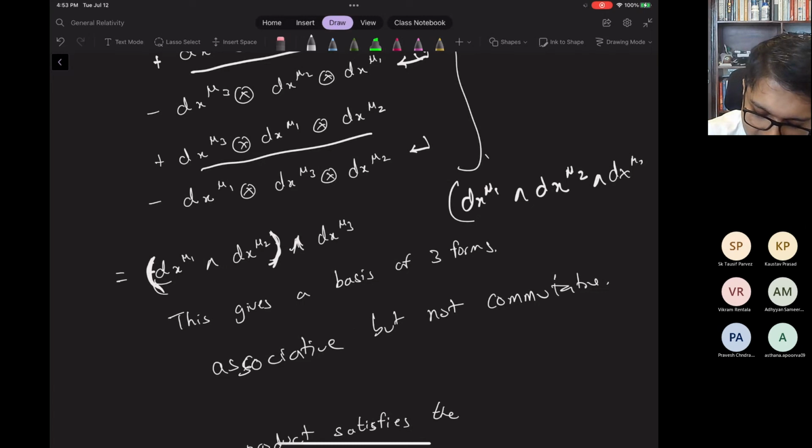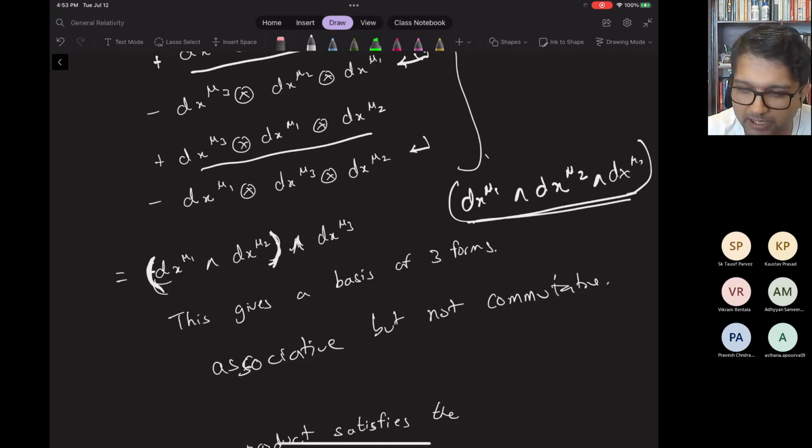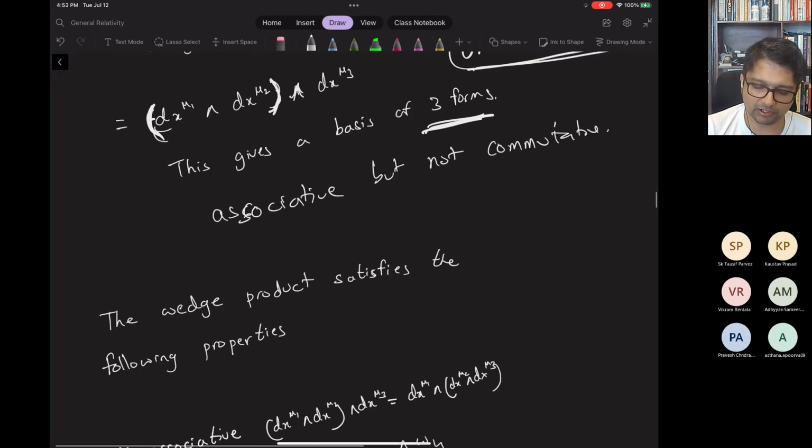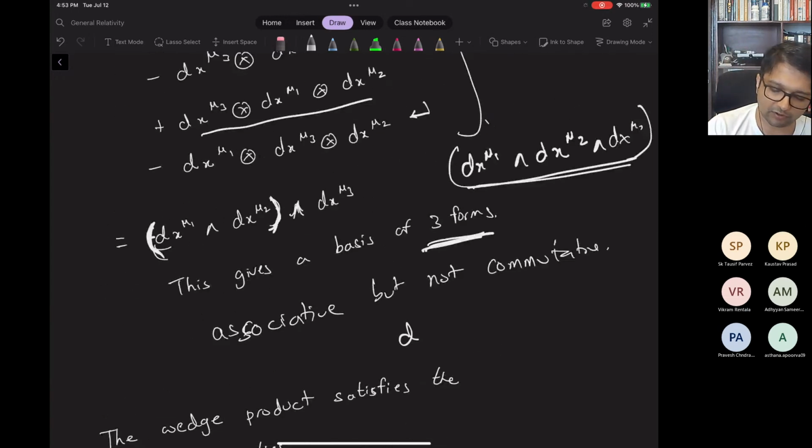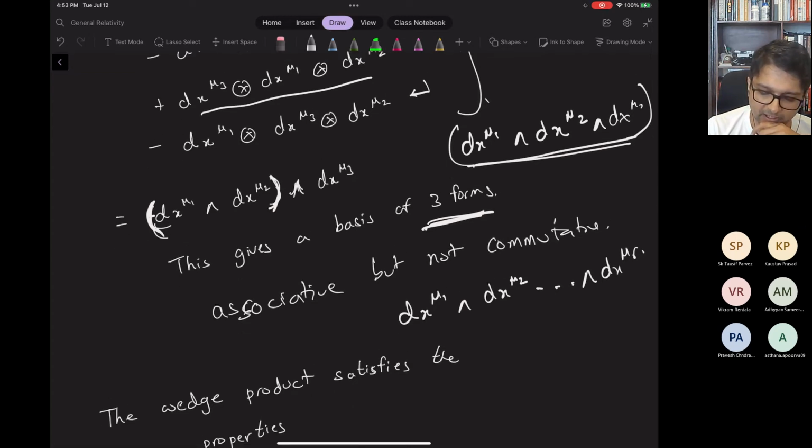So now, this is a general basis of 3-forms. Now you're starting to see the idea, right? If I want to construct the general basis of r-forms, it will look like this, for all possible choices of μ1 through μr. But remember that not every choice is distinct from every other choice. So we'll do counting of how many unique basis elements there are.